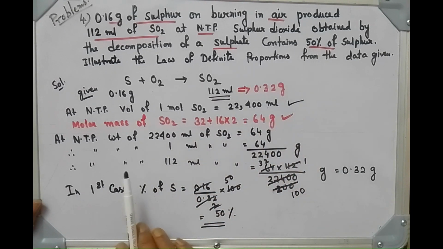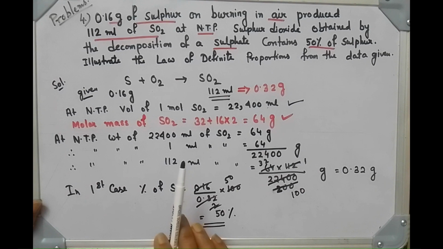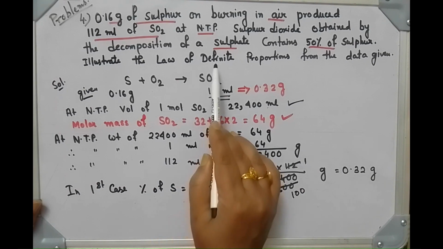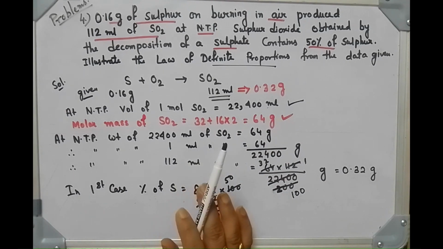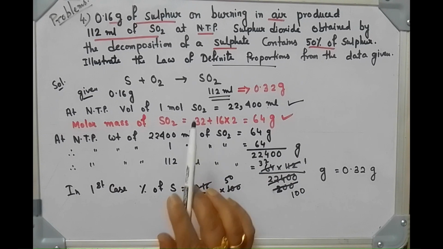So the percentage of sulfur and oxygen in both experiments is the same. This illustrates the law of definite proportions. Today, till this. In the next video I will explain the law of multiple proportions.